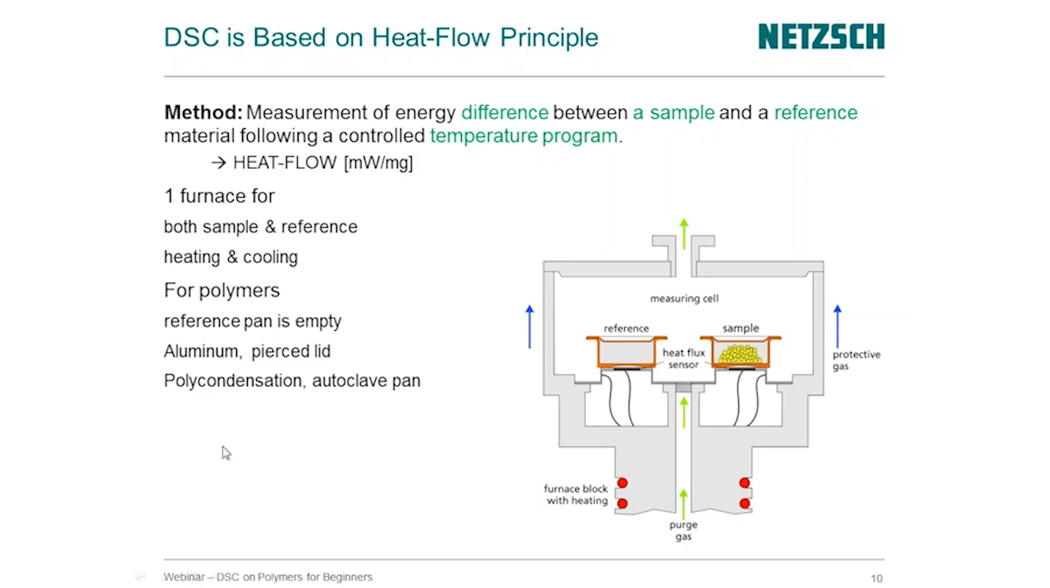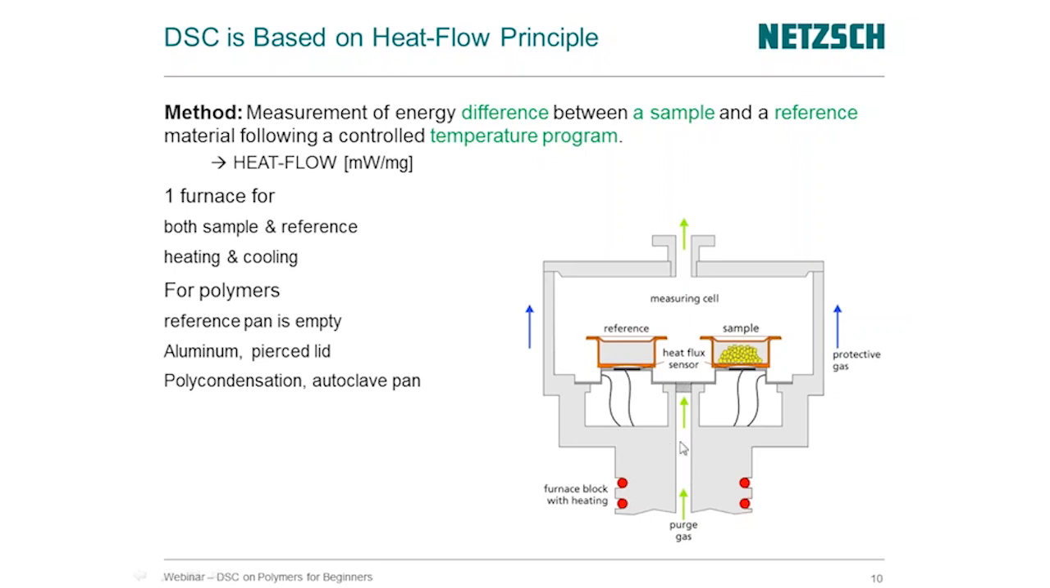And then, for example, in polycondensation reactions, we can even use pans that are called autoclave or pressurized pans that really can hold a very tight pressure down on top of the sample to keep it from pulling the lid off if there's an overpressure situation.